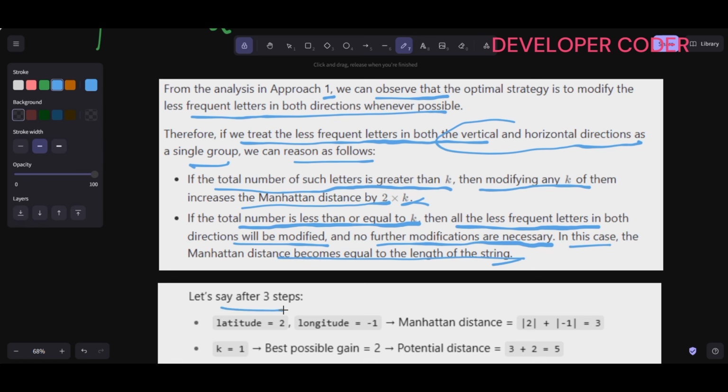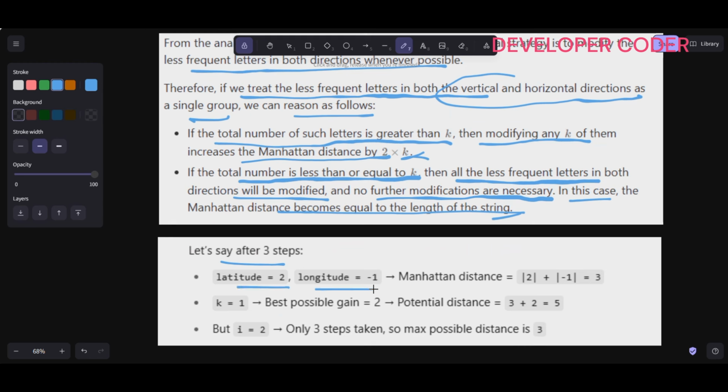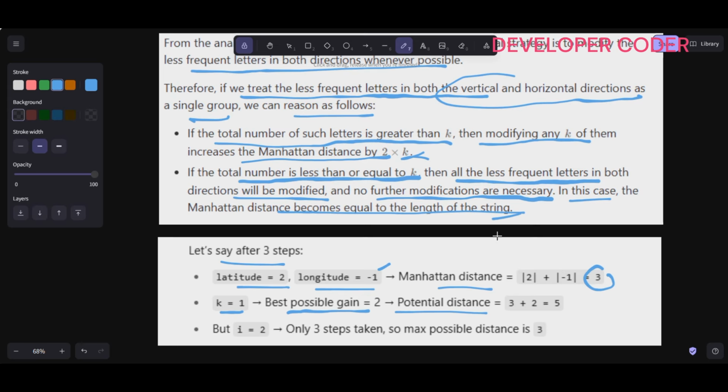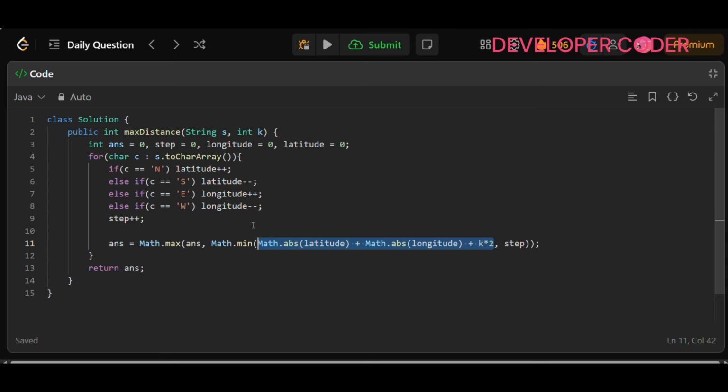In this case, the Manhattan distance becomes equal to the length of the string, right? So let's say after 3 steps, your latitude is 2 and longitude is -1. So Manhattan distance is going to be 3 only, right? Now k is equal to 1. So best possible gain is 2 into potential distance. If you just do the summation of all this, you are going to get 5, right? But you are just taking 3 steps. I is equal to 2 means at 0 one step, at 1 one step, and at 2 one step, let's say. So only 3 steps taken, so max possible distance is 3 only, but here you are going to get 5. So that is why we are taking the min also here, right? And since we need max, for that purpose we are taking max.